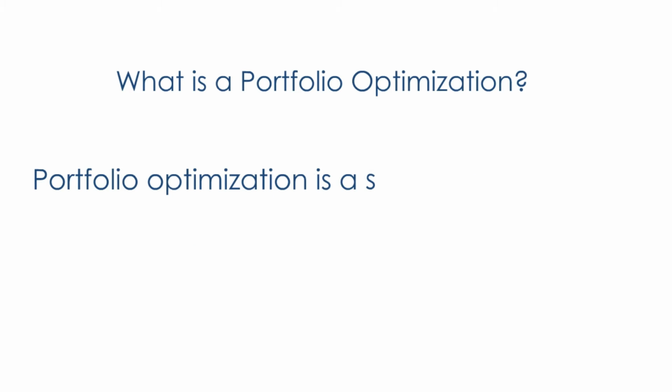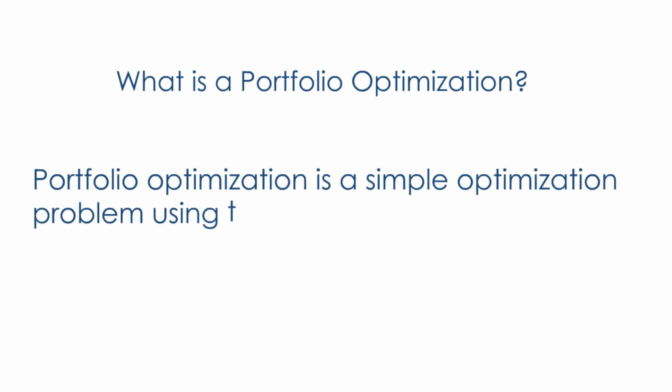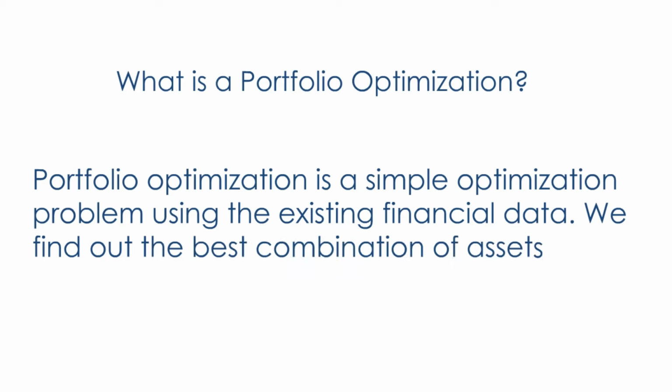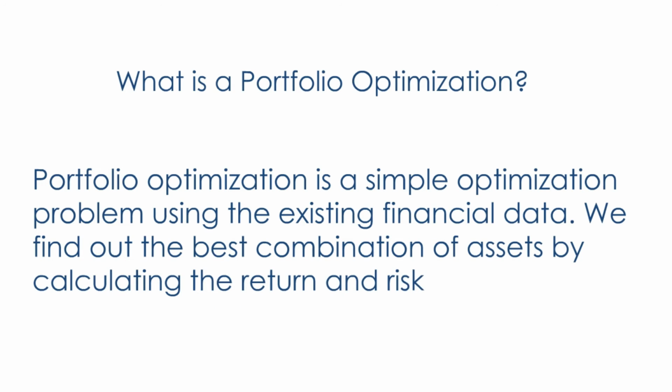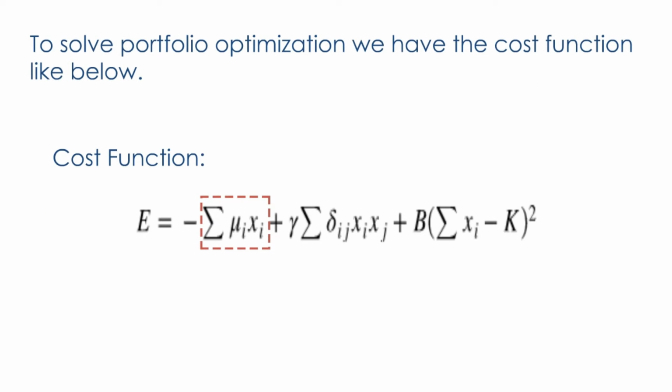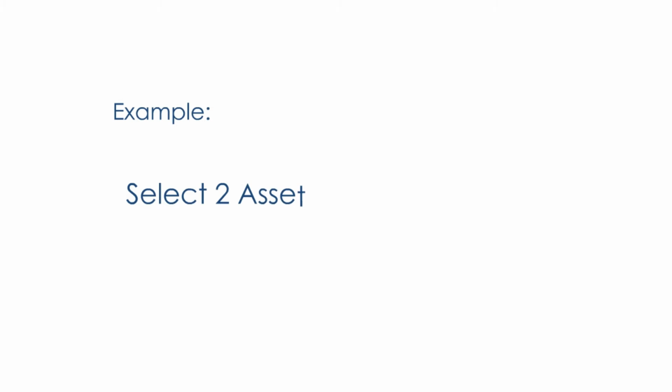Portfolio optimization is a simple optimization problem using the existing financial data. We find out the best combination of assets by calculating the return and risk. To solve portfolio optimization, we have the cost function like below. The first term shows the return of the assets and the second is the risk we estimate. The third term is the constraint for how many assets we select. Let's take an example to select 2 assets from 6 possible assets.